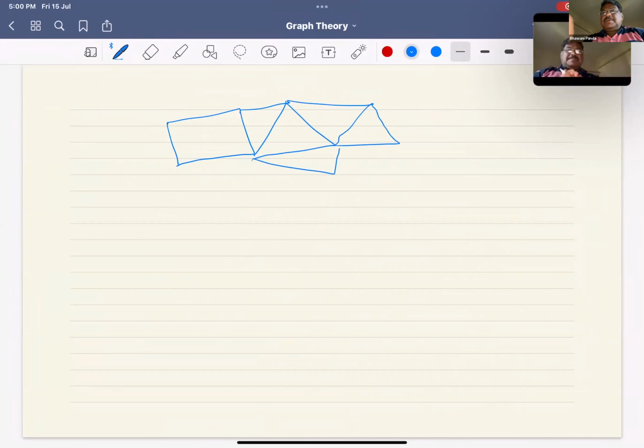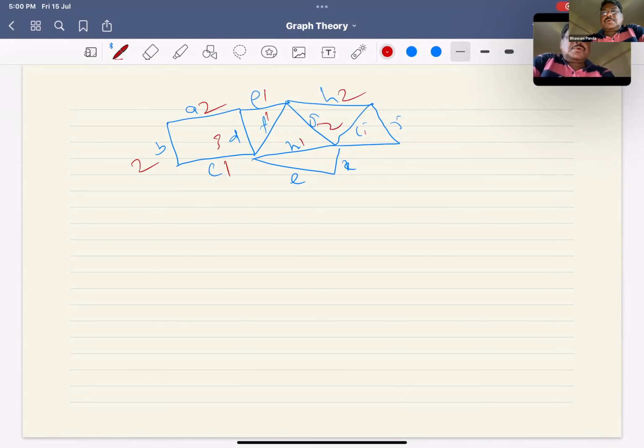Take a slightly bigger one. So the edges are say A, B, C, D, E, F, G, H, I, J, K, L, M. And the costs of the edges are say 2, 1, 2, 3, 1, 1, 1, 2, 2, 3, 3, 5, 5, like this. So if you now tell me what are the edges in the increasing order?